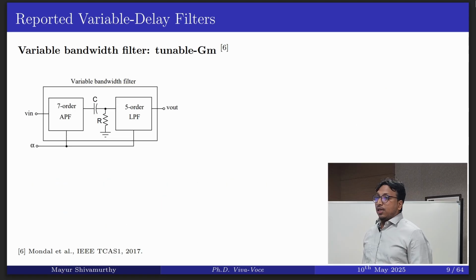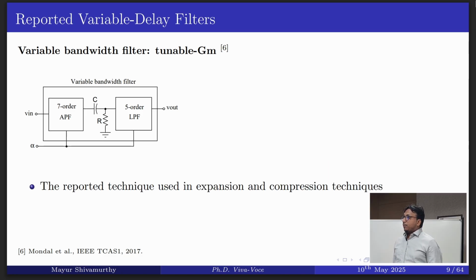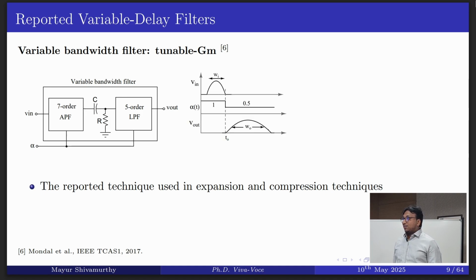The next technique is a variable bandwidth filter using a tuned GM. The application of this particular circuit is in the expansion of narrow pulses. So basically the main principle is, for any continuous time signal whose width has to be stretched, the time constant of the filter is varied by using an external signal alpha. So once the signal is completely inside the filter, the bandwidth of the filter is varied by reducing alpha from 1 to 0.5, which reduces the bandwidth and increases the delay.